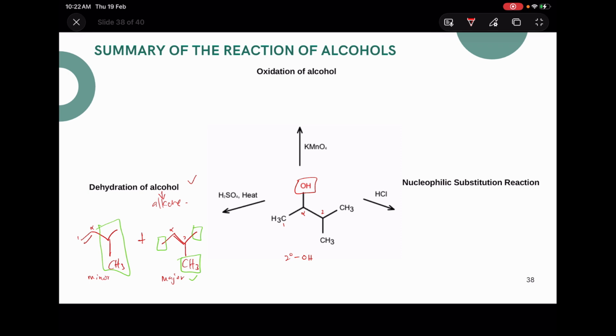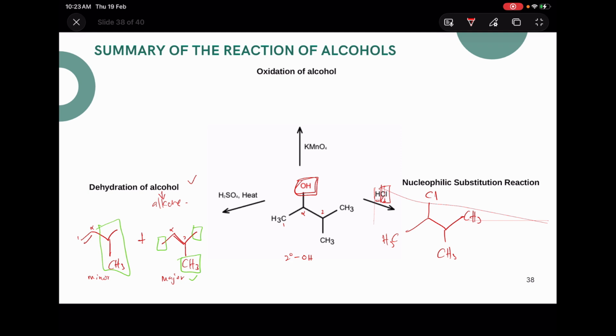And then next is the nucleophilic substitution reaction. Simple, you just replace OH with Cl. Since it reacts with HCl, the OH will be replaced by the chlorine atom. Then you just draw the structure like this one, the same structure. At the alpha carbon, instead of OH, you just attach chlorine. Then you will get the final product.